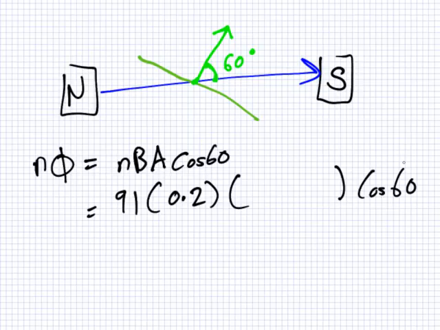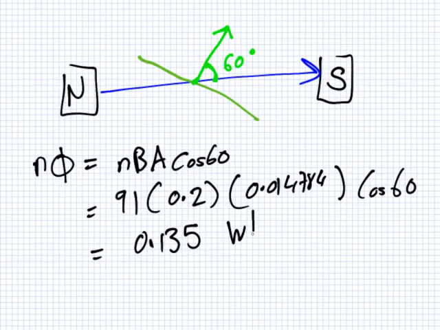So if I just grab my two lengths, which I don't even remember what they were. What were the two lengths? 15.4 times 10 to the minus 2. Yeah. And 9.6 times 10 to the minus 2. So here the area is 0.014784 times cos 60 times 91 times 0.2. So here you get a total flux linkage of 1.35 Webers.